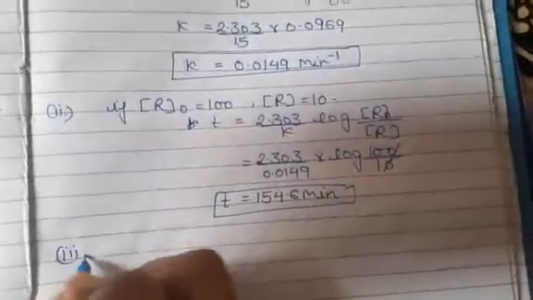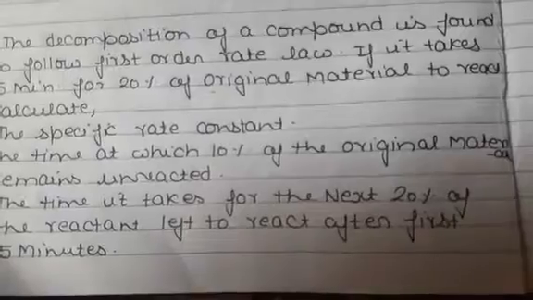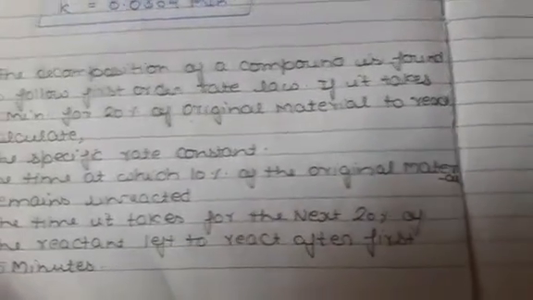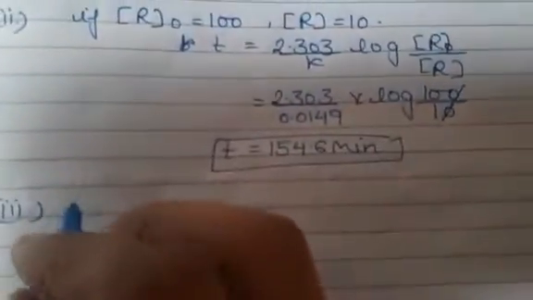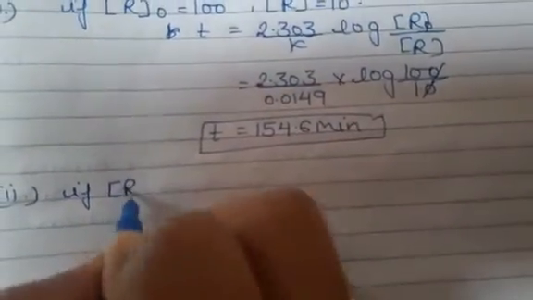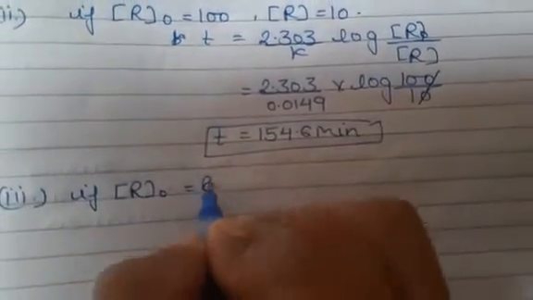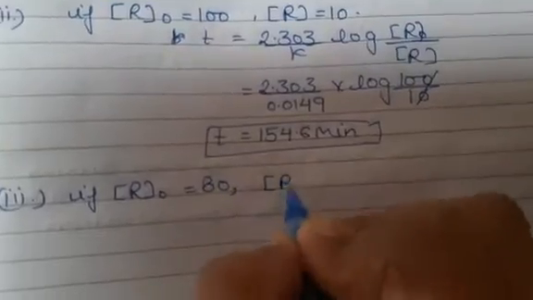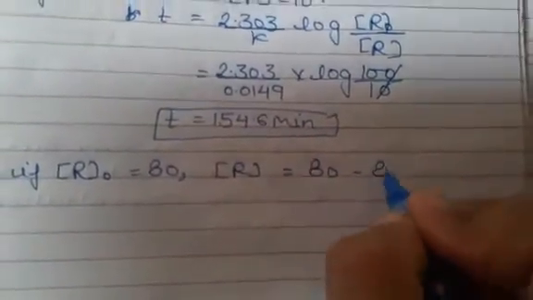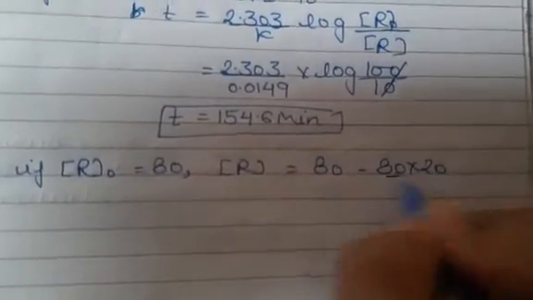Now the third part. What is the third part? The time it takes for the next 20% of the reactant left to react after first 15 minutes. It means, students, in the first 15 minutes it consumes 20%, leaving 80. So now R naught equals 80 and R equals 80 minus 20% of 80.